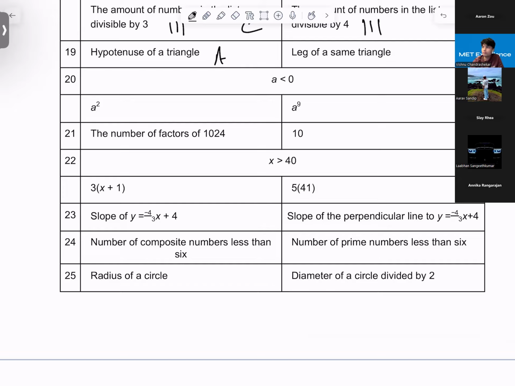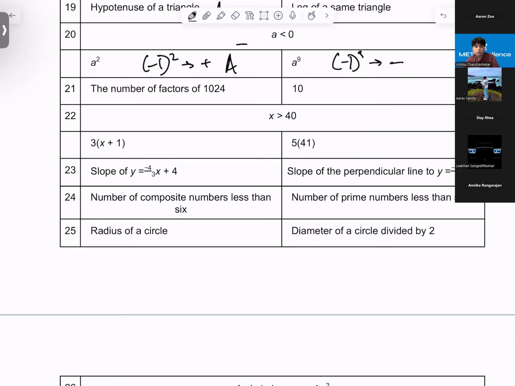So A is, right here, A is negative. So let's say like a negative number like -1 raised to 2. This would always be positive. Your negative number raised to 9, or an odd number, would always be negative. So here A is. Okay.